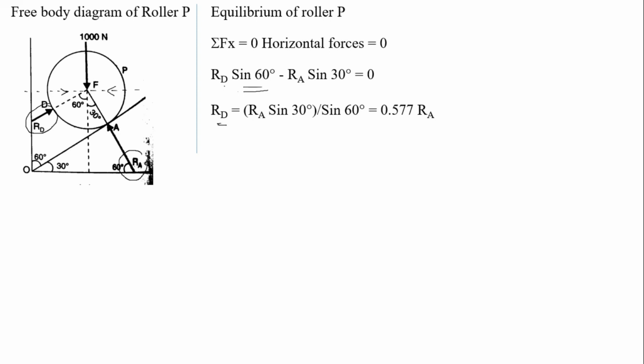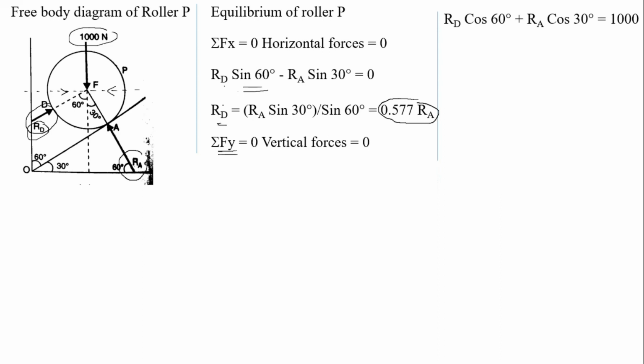We do not know RA, so the equation we got is RD equal to 0.57 RA. Similarly, the summation of vertical forces is equal to 0. How many vertical forces are there? 1000 Newton is acting downward, and the two components, vertical force of RD and vertical force of RA, are both in the same direction, upward, that is why here plus. So RD cos 60 degree plus RA cos 30 is equal to 1000, because 1000 is acting downward and RD and RA are acting upward. Now substitute the RD value in terms of RA here, then you get the RA value, then substitute the RA value in this, and you will get RD. So this is the free body diagram of P and we got RA and RD.